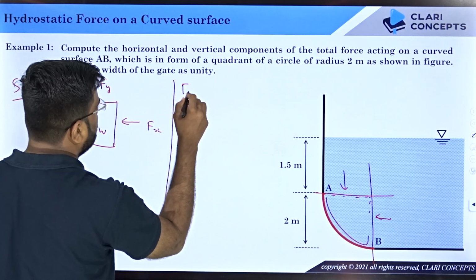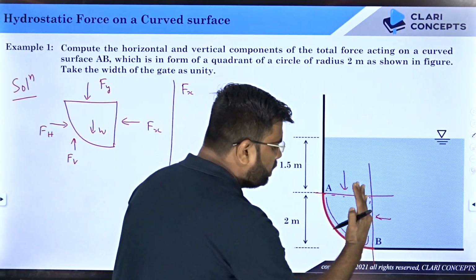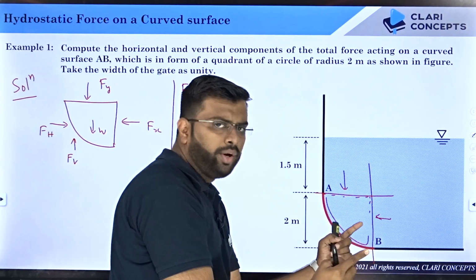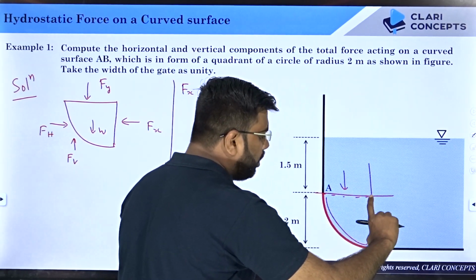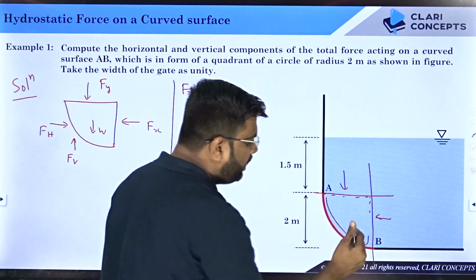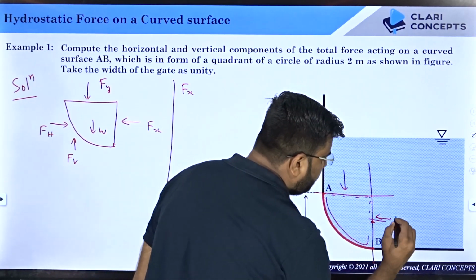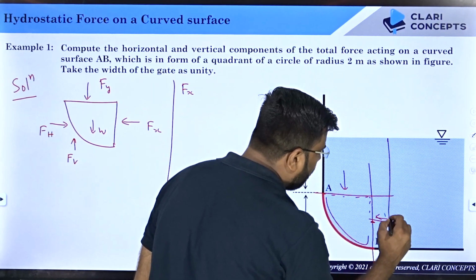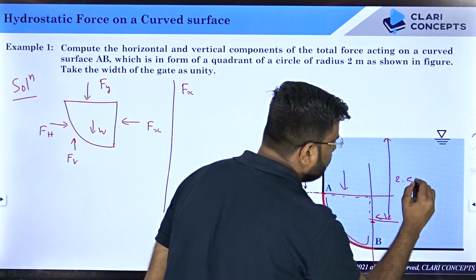So first I will go by the values. What is Fx? Fx is the force on this plane. This plane has 1 meter width and 2 meters of height, right? First you look at the center. The center will be exactly at the midway of this 2 meter. So this center will have a total depth of how much? 1.5 plus 1, that is 2.5 meter.